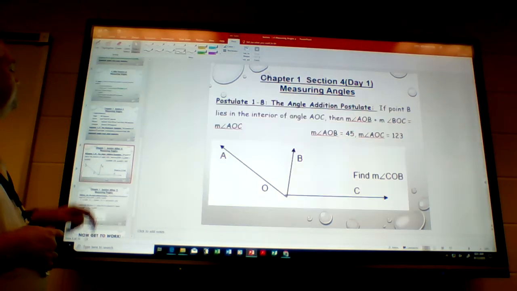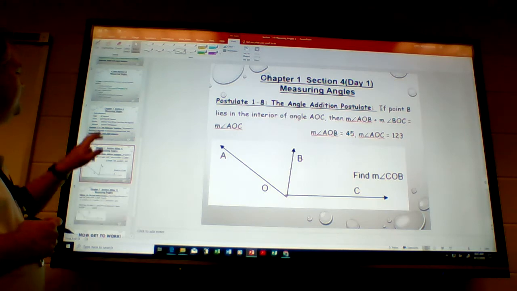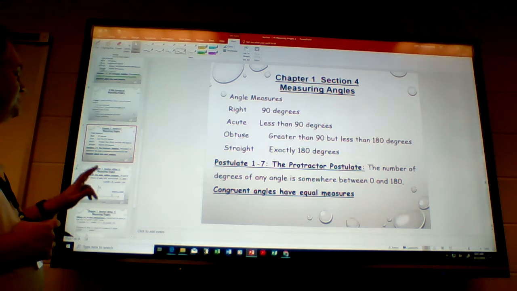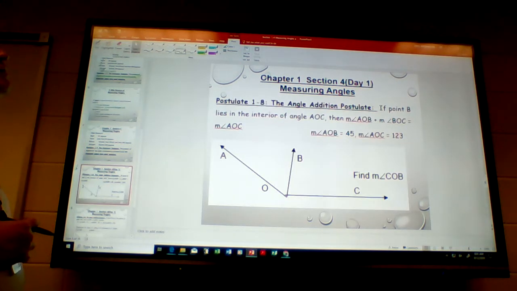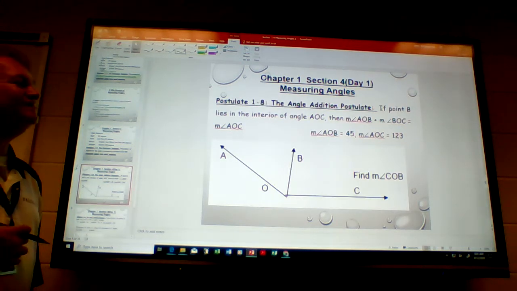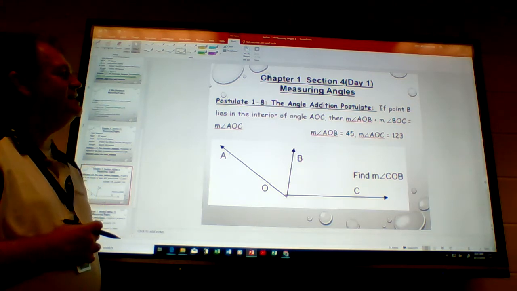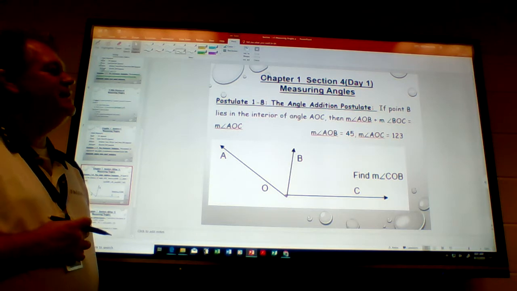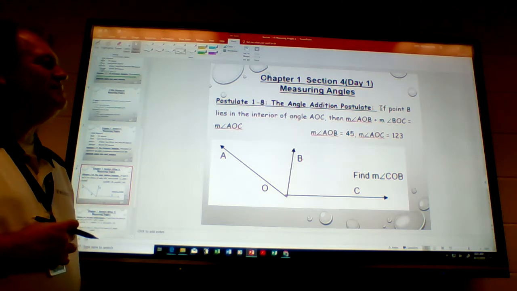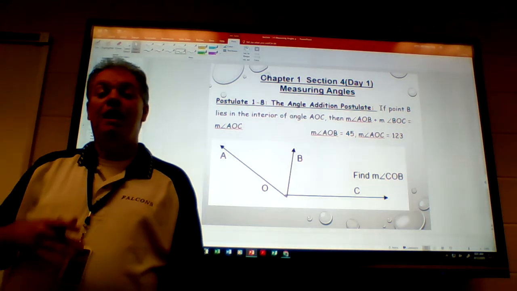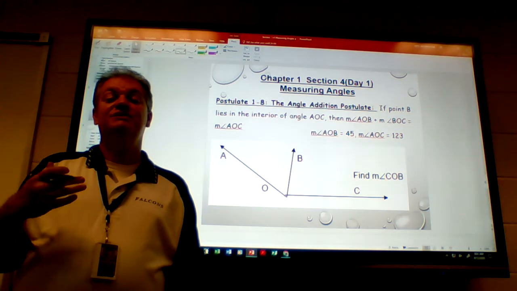Now I'm skipping over one of the slides because it is a repeat of the previous slide. But we will go to this one, postulate 1.8, the angle addition postulate. It says if point B lies in the interior of angle AOC, then the measure of angle AOB plus the measure of angle BOC equals the measure of angle AOC. I went through that pretty quickly, and that probably sounds confusing when I say it.